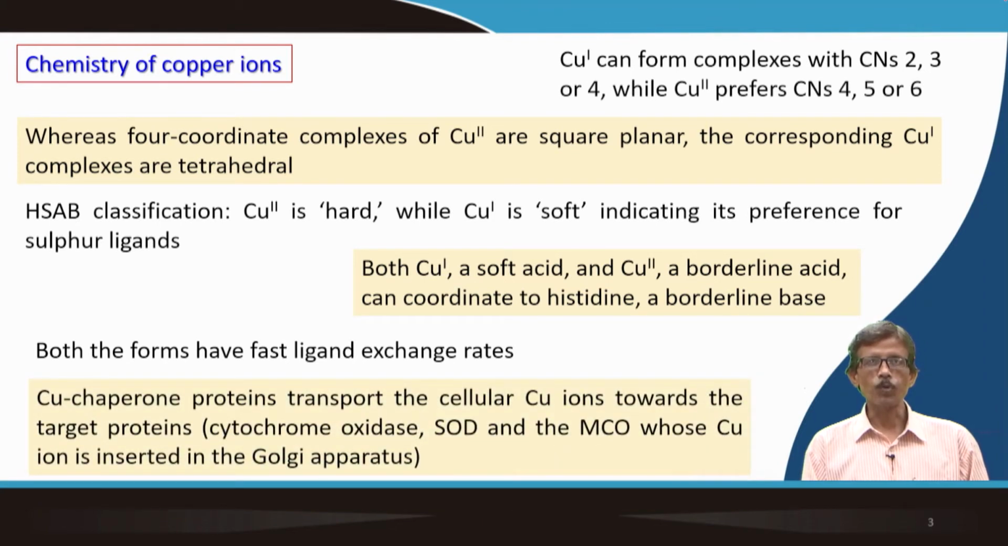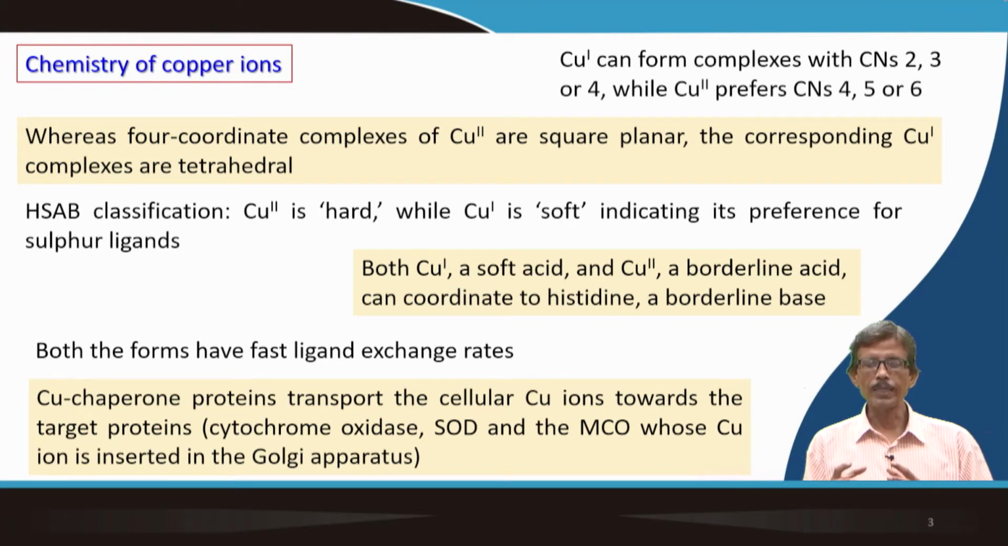Then the transport proteins in the case of copper, which is the chaperone. The copper chaperone basically carries the cellular copper ions towards the target proteins for the biosynthesis of those protein molecules. So, if we want to synthesize SOD and other related molecules, we have to go for the cellular copper ions, which is your store, and the copper chaperone will be available to transport these ions to the site of synthesis.